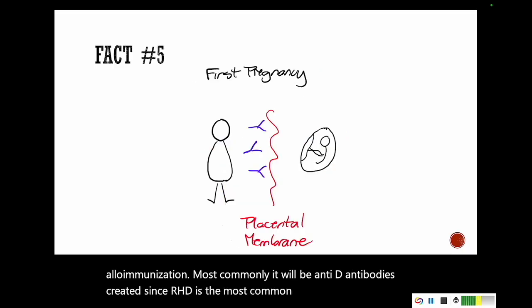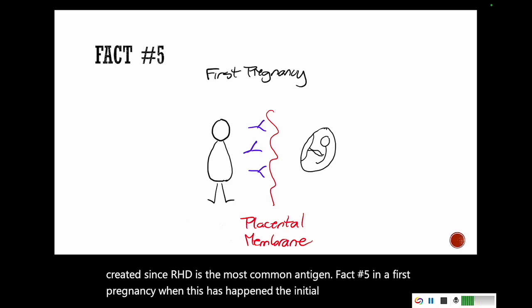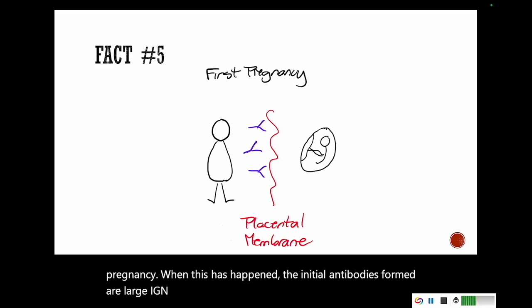Fact number 5. In a first pregnancy, when this has happened, the initial antibodies formed are large IgM antibodies that do not cross the placenta to the fetus.